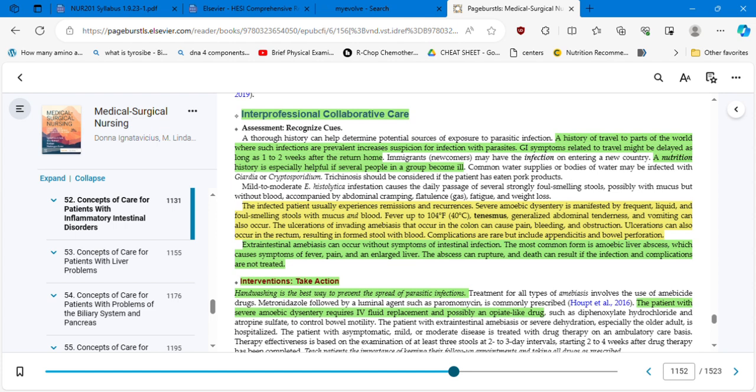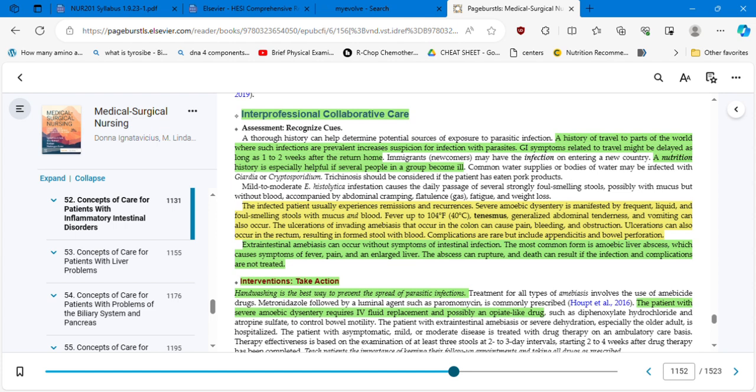Remember what I told you about the cruise, if several people become ill. What happened on the cruise during COVID-19 was not parasites. We don't know, but probably yes. In addition, the infected patient usually experiences remissions and recurrences.